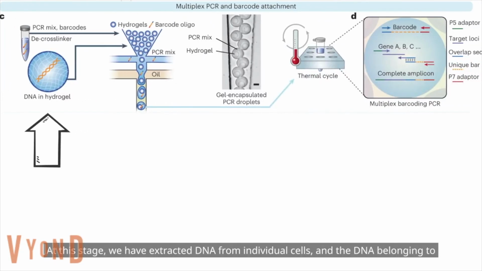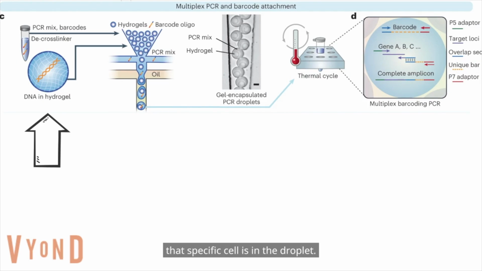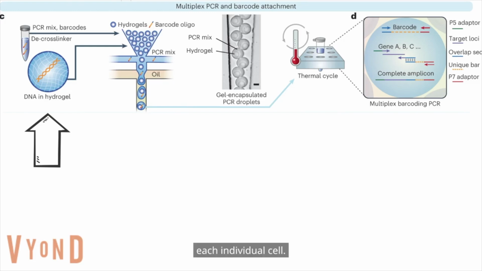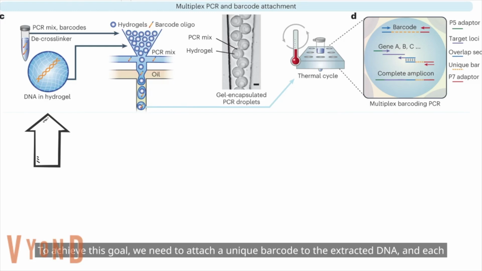At this stage, we have extracted DNA from individual cells, and the DNA belonging to that specific cell is in the droplet. The key advantage of doing single-cell sequencing is that we're able to learn the genotype of each individual cell. To achieve this goal, we need to attach a unique barcode to the extracted DNA, and each droplet will have a different barcode to help us identify the cells from one another.